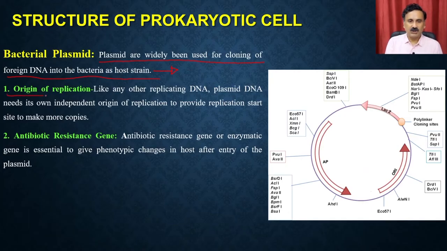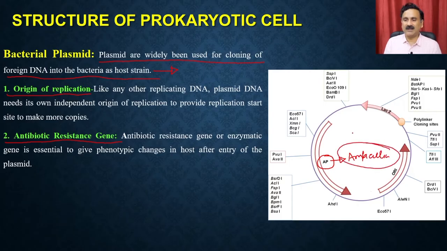the origin of replication. The origin of replication is the place from where the bacteria is going to start its replication. Then it also has the antibiotic resistance gene. For example, here you see it has the antibiotic resistance gene for ampicillin. So if this plasmid goes into any bacterium, it is going to give resistance against the antibiotic ampicillin. The antibiotic resistance gene or enzymatic gene is responsible for giving the phenotypic changes in the host after the entry of the plasmid.